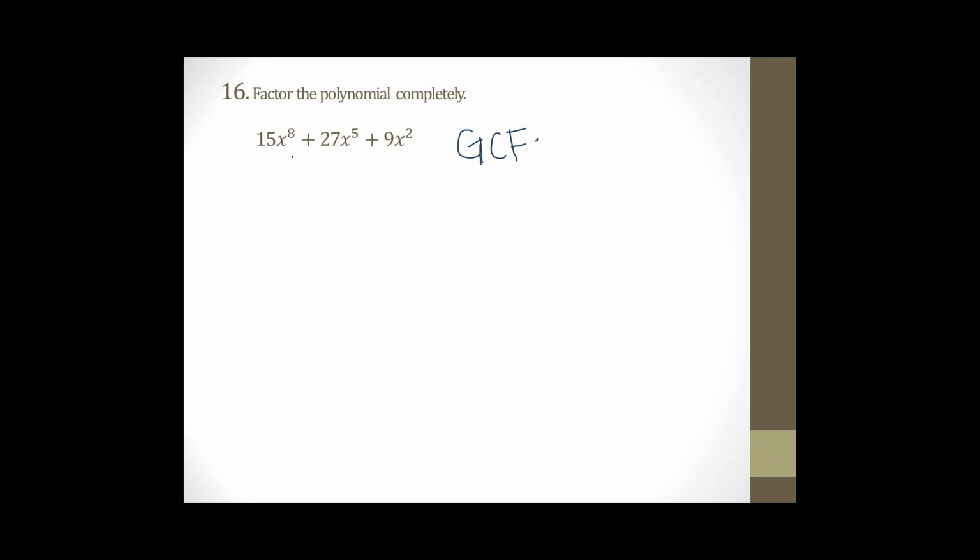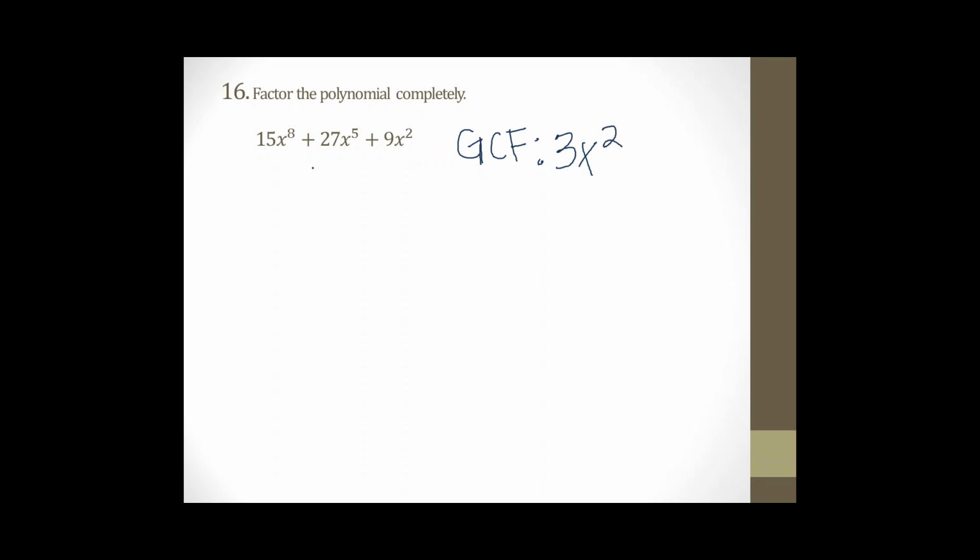We can start with just the 15, the 27, and the 9. So what's the greatest common factor between 15, 27, and 9? And 3. Awesome. 3 is the greatest common factor between those three coefficients. Now let's look at the variables, the x. So what's the greatest number of x's all three have in common? Since all three have an x, it'll be x squared.